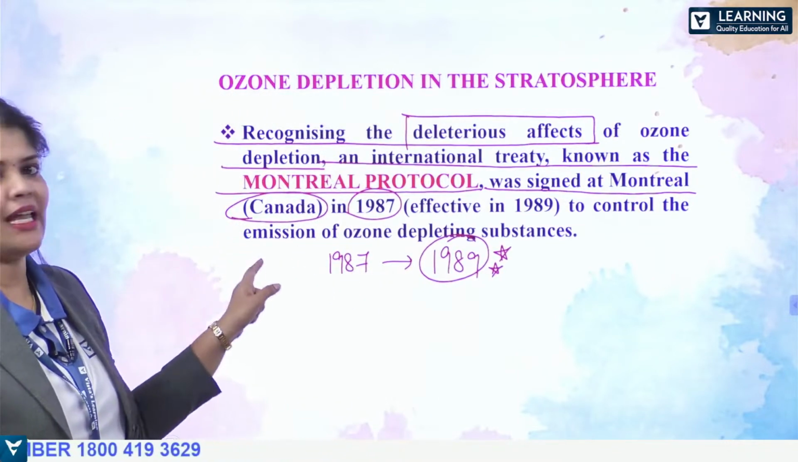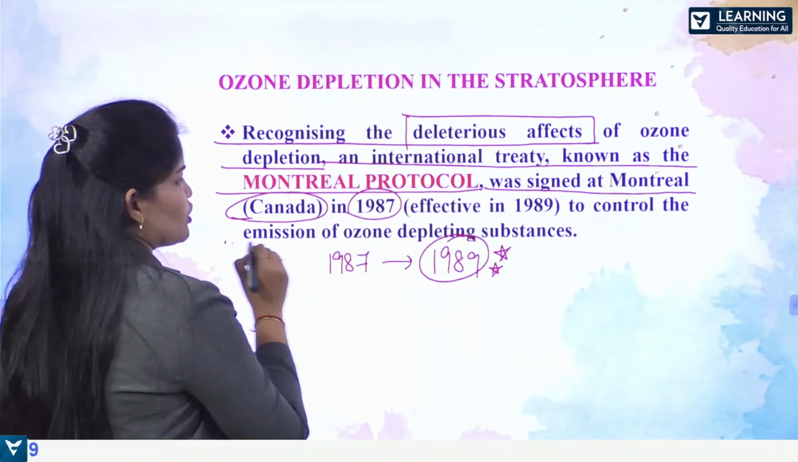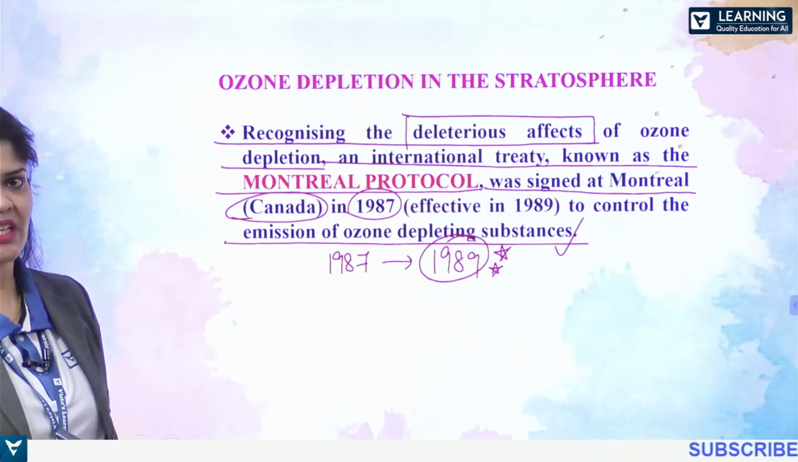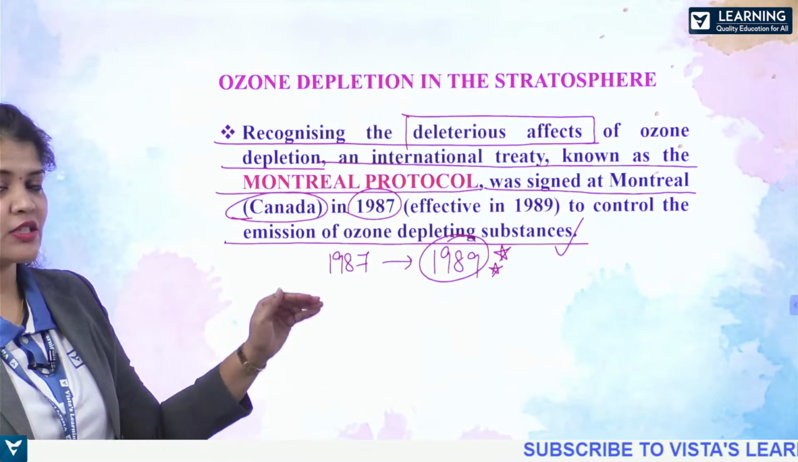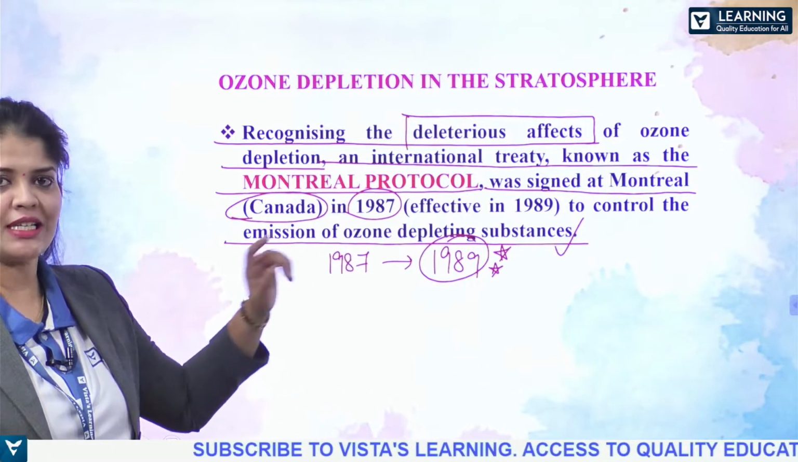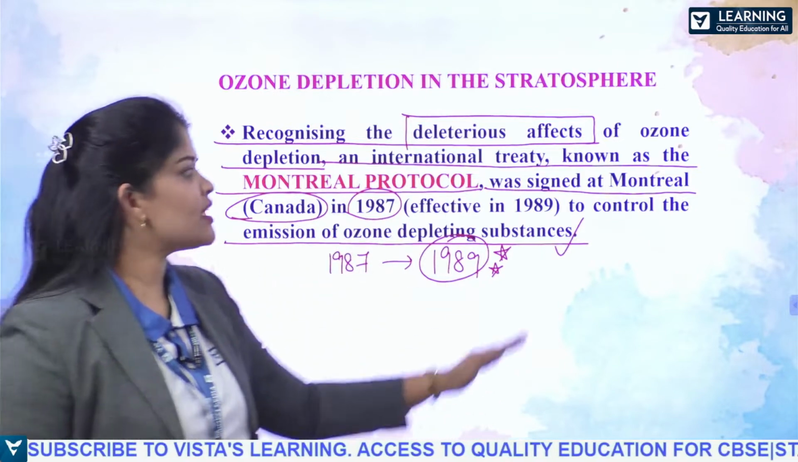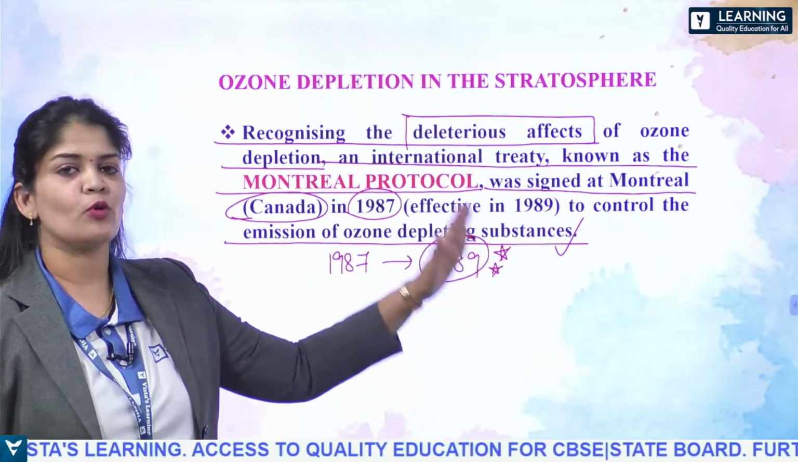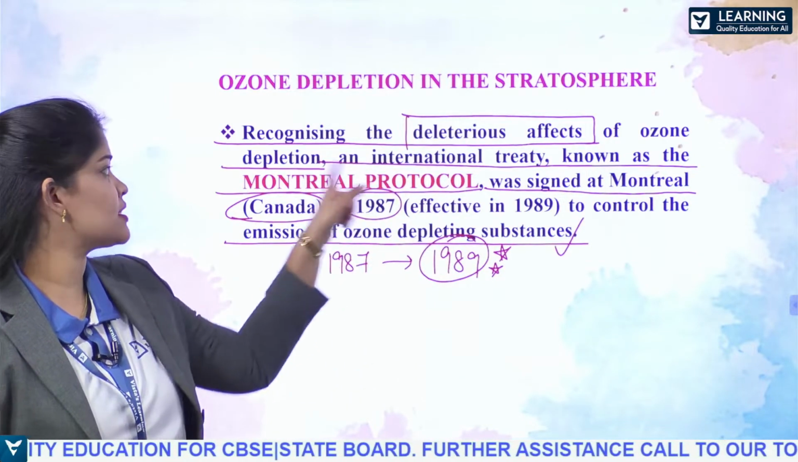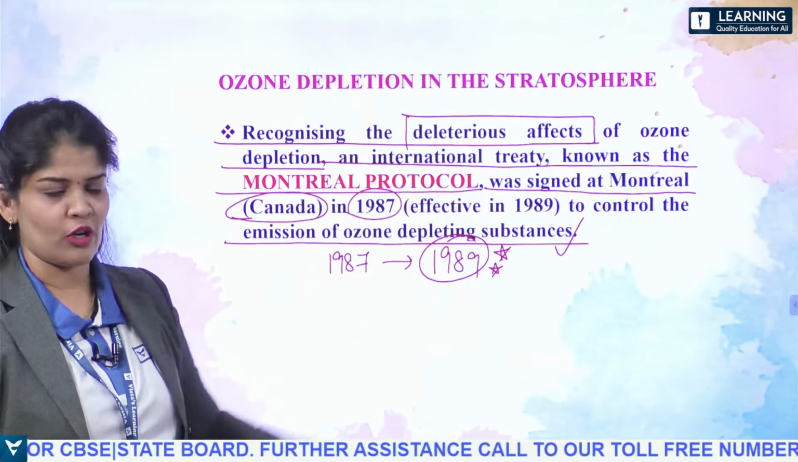To control the emission of ozone depleting substances, which affect the ozone concentration, that means the layer. To reduce the emission of such substances, the protocol was established, and measures were taken during this Montreal Protocol.